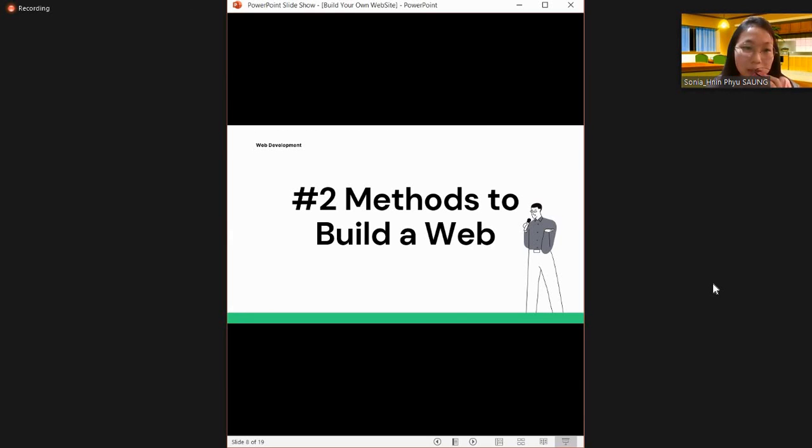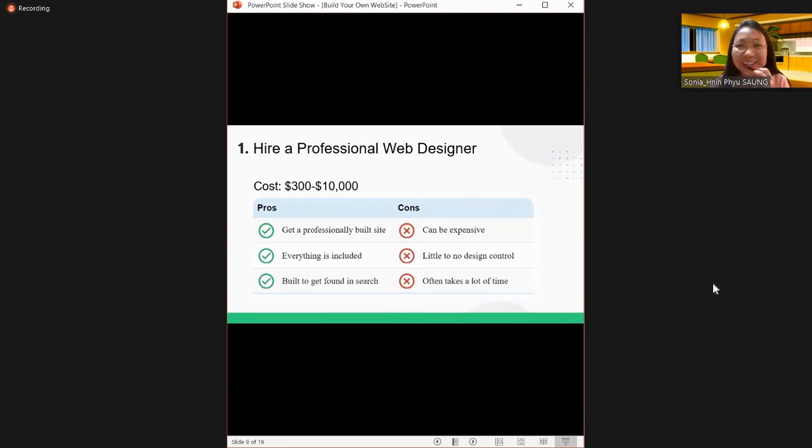So after understanding the basic structure of a website, we can see the different methods we can use to build a website. So let's just say the fundamental way, hire a web designer. You can get a super professional website, but it can take a long time and it can cost a lot. It can cost about $300 to $10,000. Yeah, and it's without the maintaining fee.